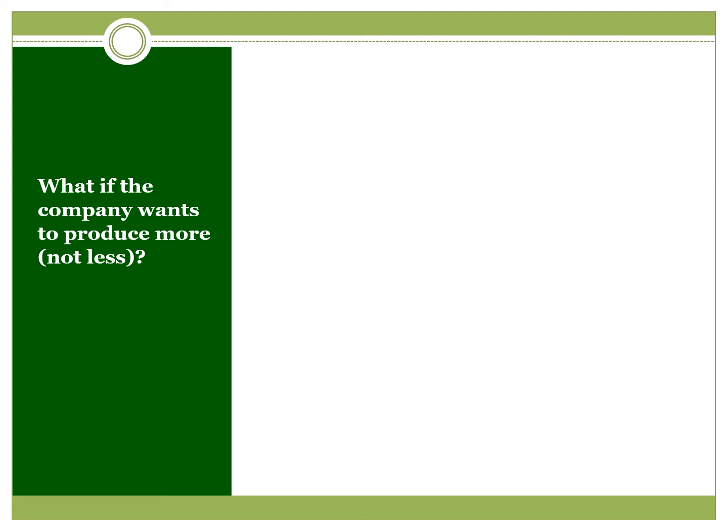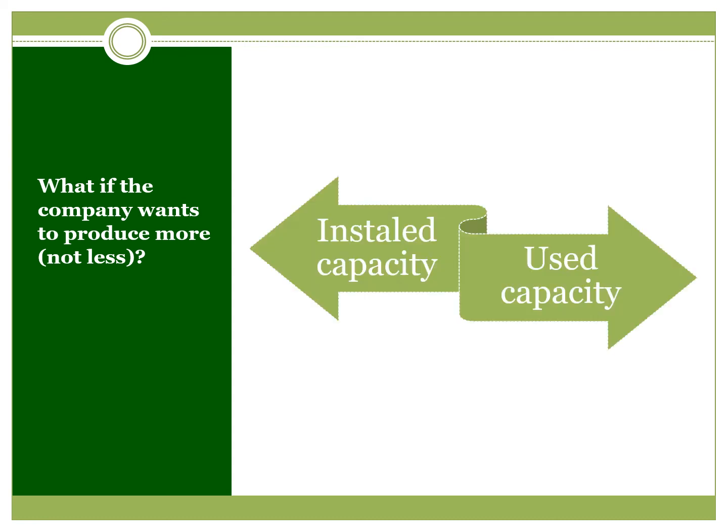There's also another thing you should know about the production in the company. What happens if the company wants to produce more? Well, we need to talk about the capacity. How much can the company produce? Up to what point is the company able to increase the production? So here we have two different concepts: one is installed capacity, the other one is use capacity.